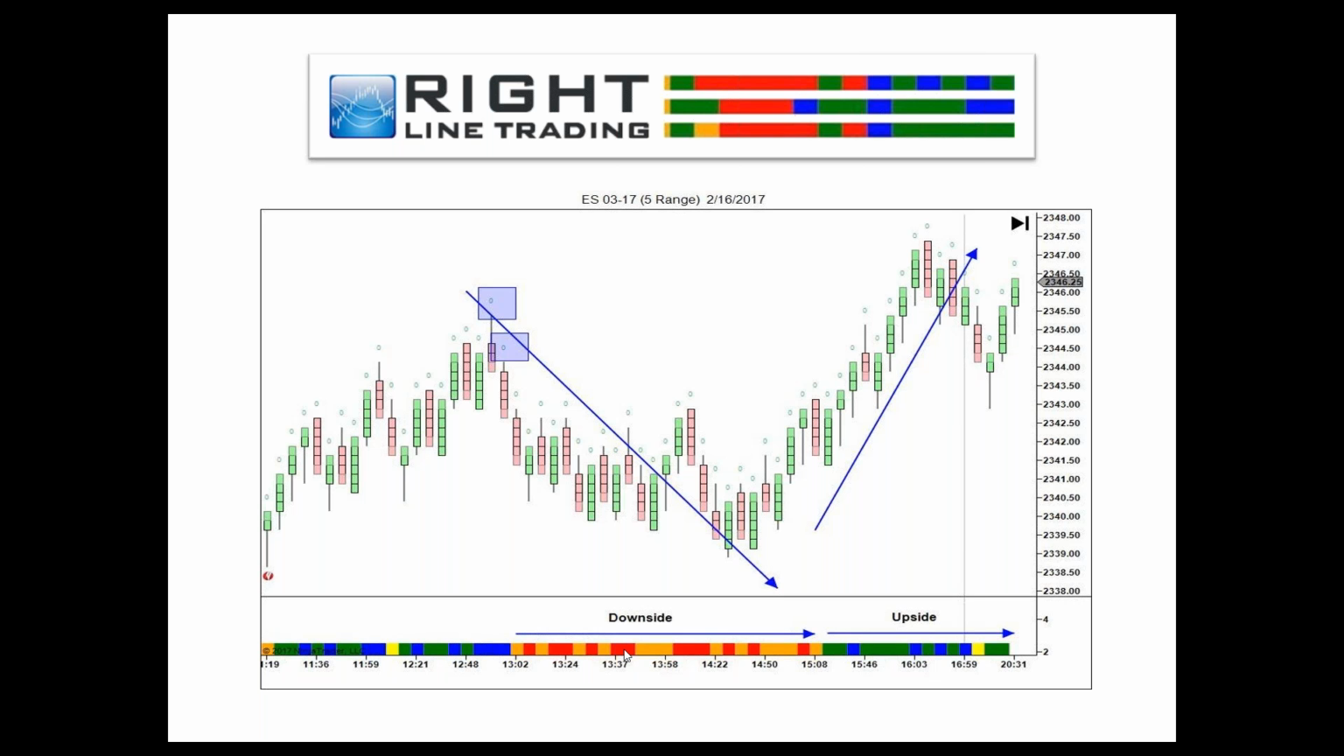When the line is red, there's an overabundance of sellers on both your higher time frames. When the line is orange, there's an overabundance of sellers on the longest term time frame. And the longest term time frame always rules. So we always trade in the direction of the longest. We like to trade in the direction of the two longer.